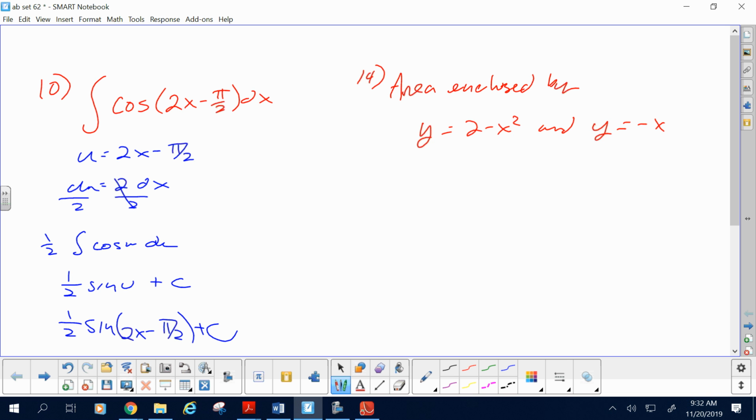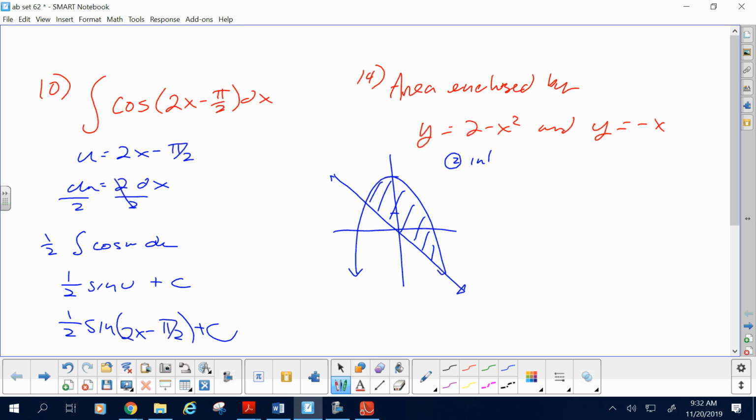Area enclosed by. There's your downward opening parabola and your line with a negative slope. I understand the region. I see it's exactly one region, not two. And what do I do next? Where they intersect. The intersection points. 2 minus x squared equals negative x at 2 and negative 1. Yes?